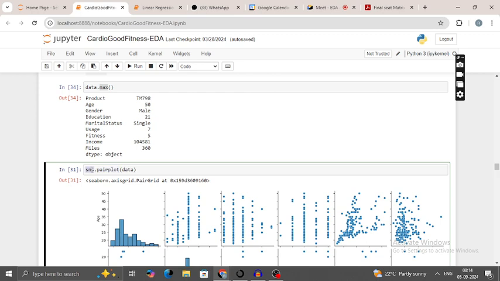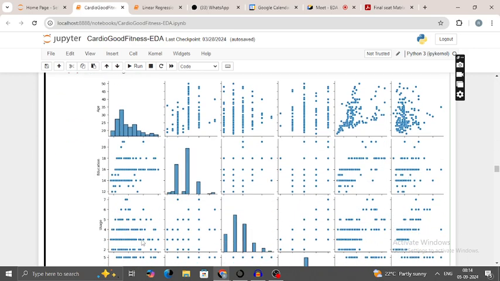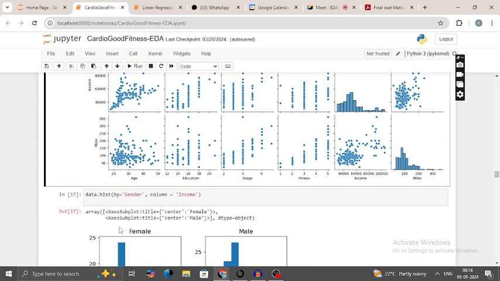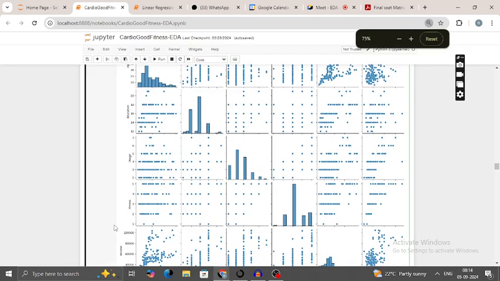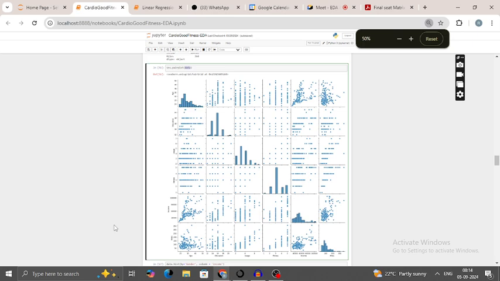Seaborn is imported as sns, and we call sns.pairplot. Inside that you pass the data. Now you see age versus age, there is a principal diagonal. I will show you. Look at this, the one that is dividing. My cursor is moving. You observe that is the principal diagonal.